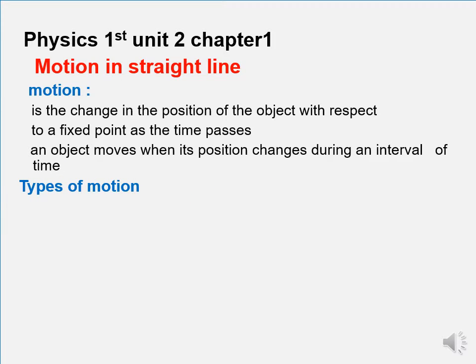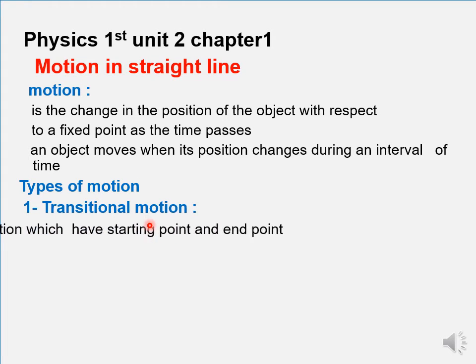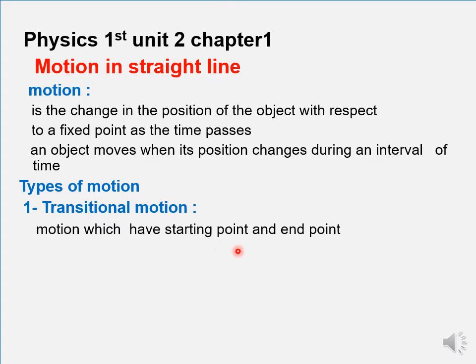Types of motion: translational motion, the motion which has a starting point and an end point. If the motion has a starting point and an end point, it is called translational motion, like what? Like motion in a straight line and motion of a projectile.